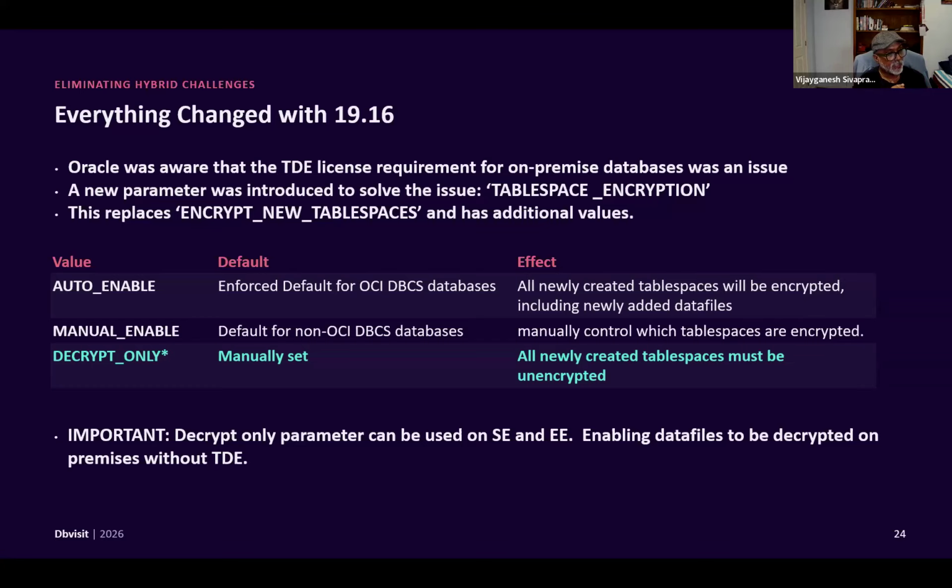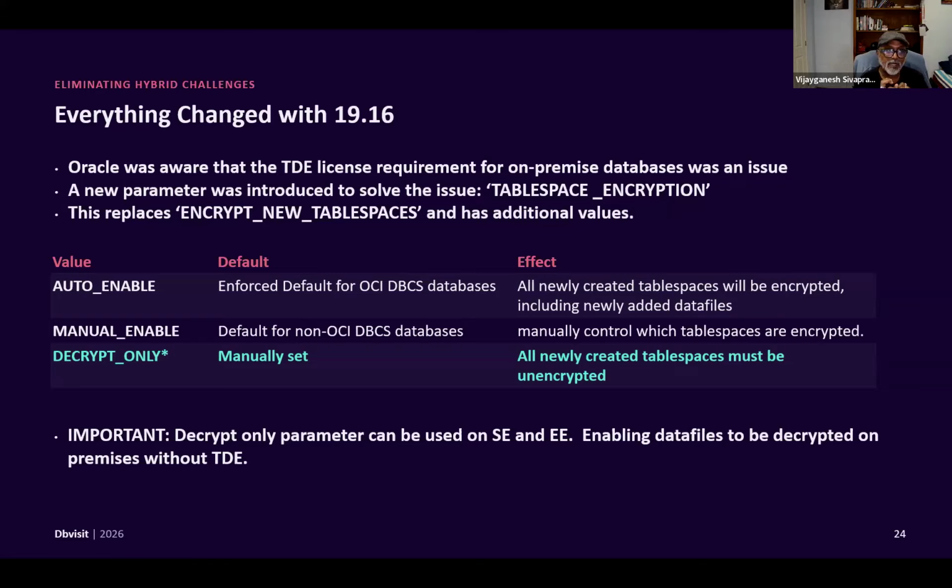And another thing is, for your on-premise environment, this is by default manual enable. It means that if you have an ASO license, then you can set it to auto enable. If you are keeping it as manual enable, you have to provide the encryption keyword to encrypt a specific tablespace or data files. And the third value is decrypt only.